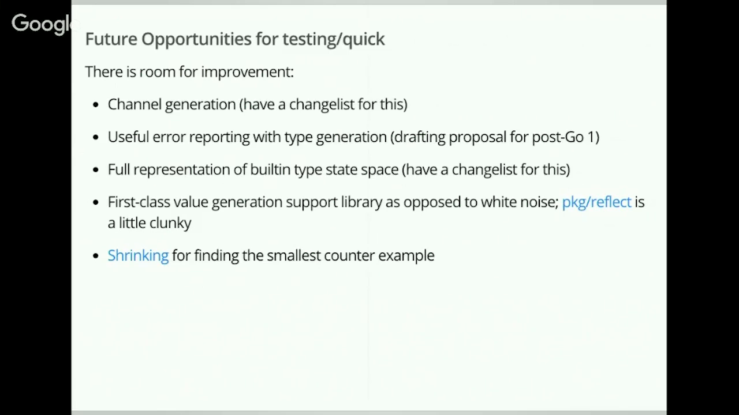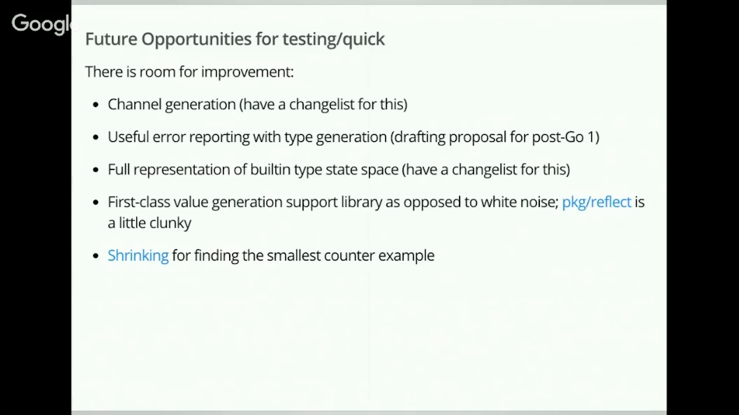Are there future opportunities? I told you I have a change list that I'm about to send out for channel generation. I really wish the error reporting with this facility was better. I promise you, if you start using it, maybe within a week or so, you'll probably bang your head against the wall saying, gosh, why am I getting this error here? I don't understand what's going on. And you put some print statements in, and you're like, oh, well, it's because of this.